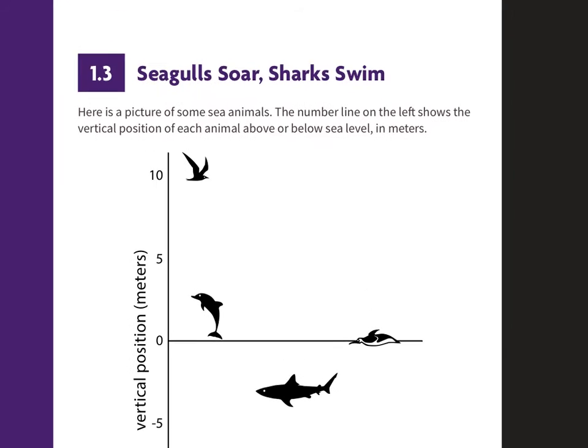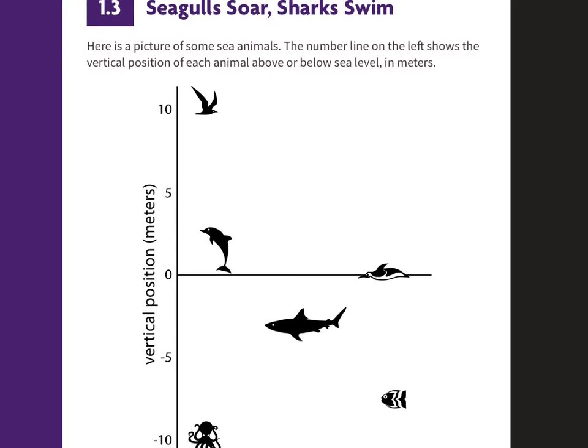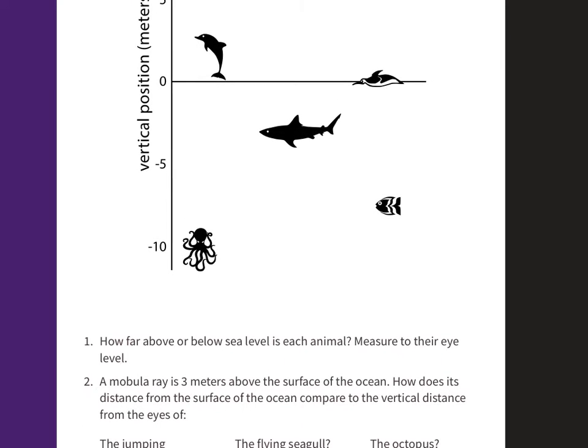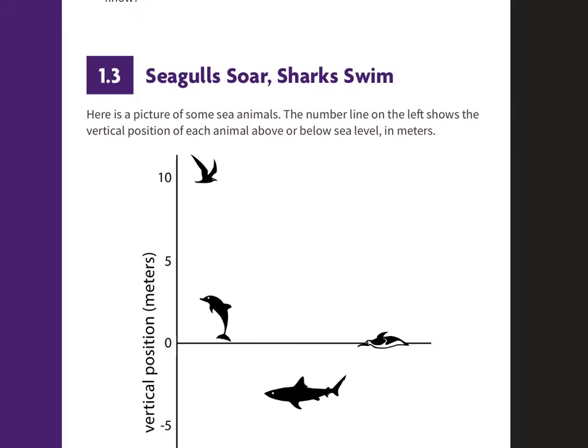Here is a picture of some sea animals. The number line on the left shows the vertical position of each animal above or below the sea level in meters. Number 1, how far above or below the sea level is each animal? So let's go ahead and get our marker out. The bird up here, eye level is about 10, so we'll say the bird is at 10. The dolphin, eye level is about there. I'd say it's a little bit above halfway, so I'm going to say the dolphin's at 3. The penguin, right at sea level, 0.